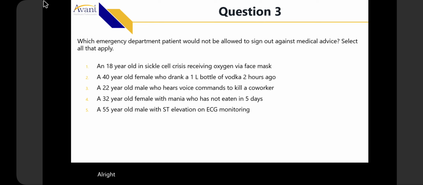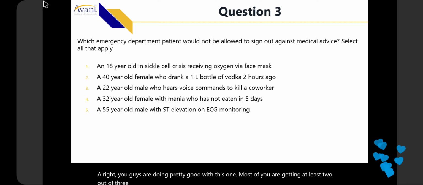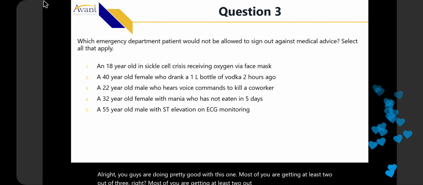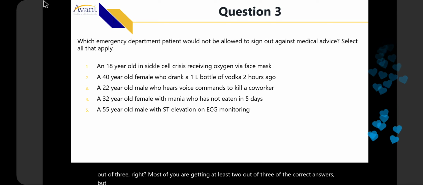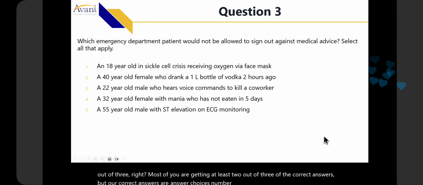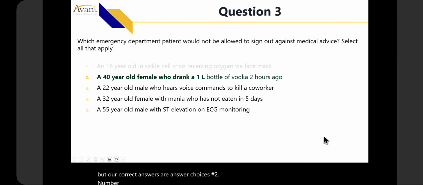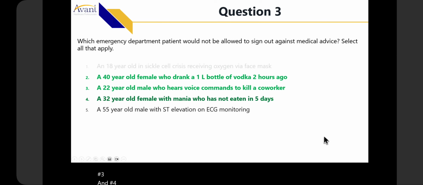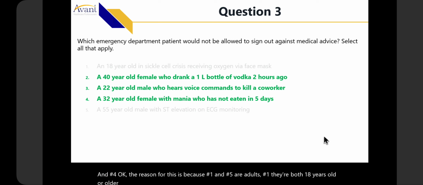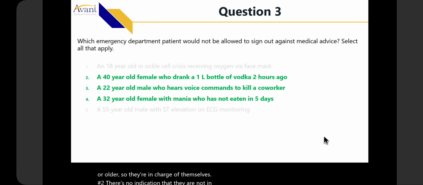All right. You guys are doing pretty good with this one. Most of you are getting at least 2 out of 3 of the correct answers. But our correct answers are answer choices number 2, number 3, and number 4. Okay. The reason for this is because number 1 and number 5 are adults. They're both 18 years old or older, so they're in charge of themselves. Number 2, there's no indication that they are not in their right mind.